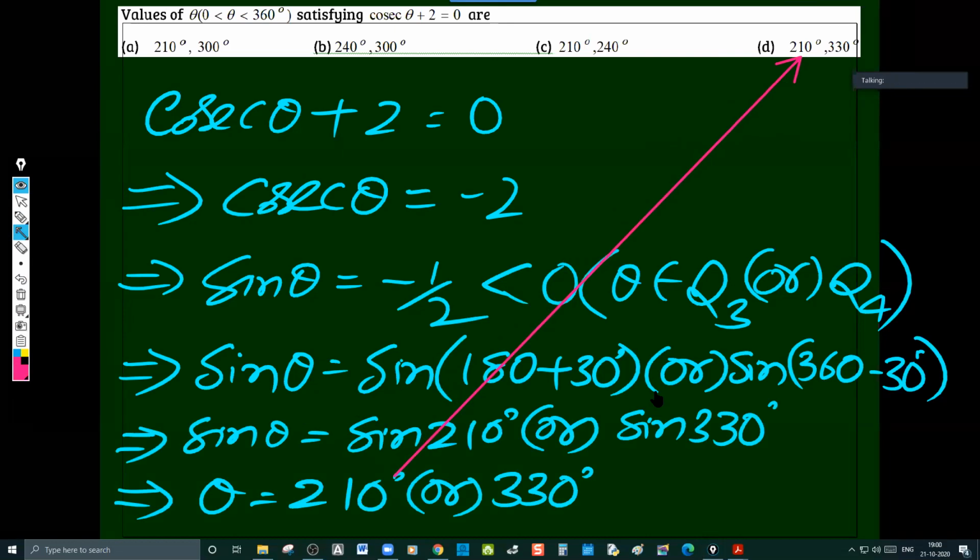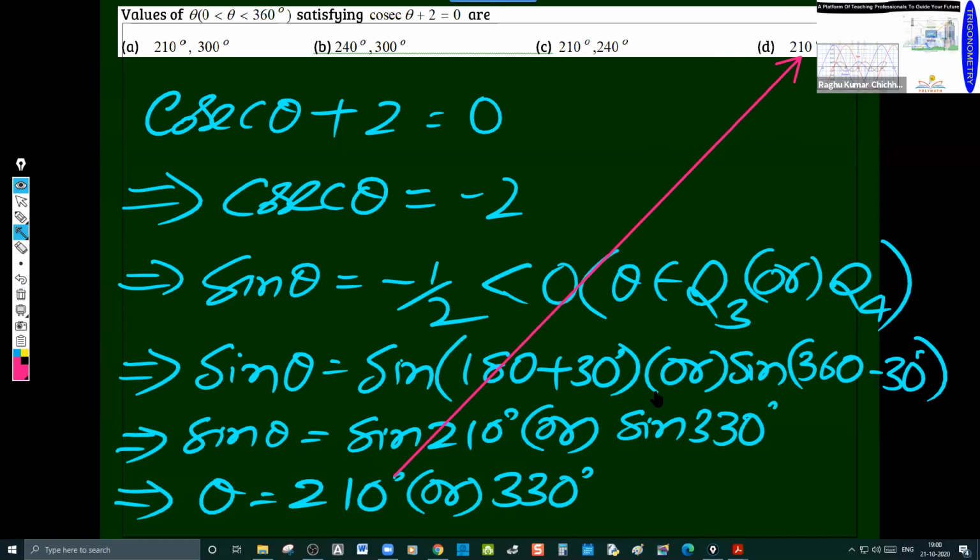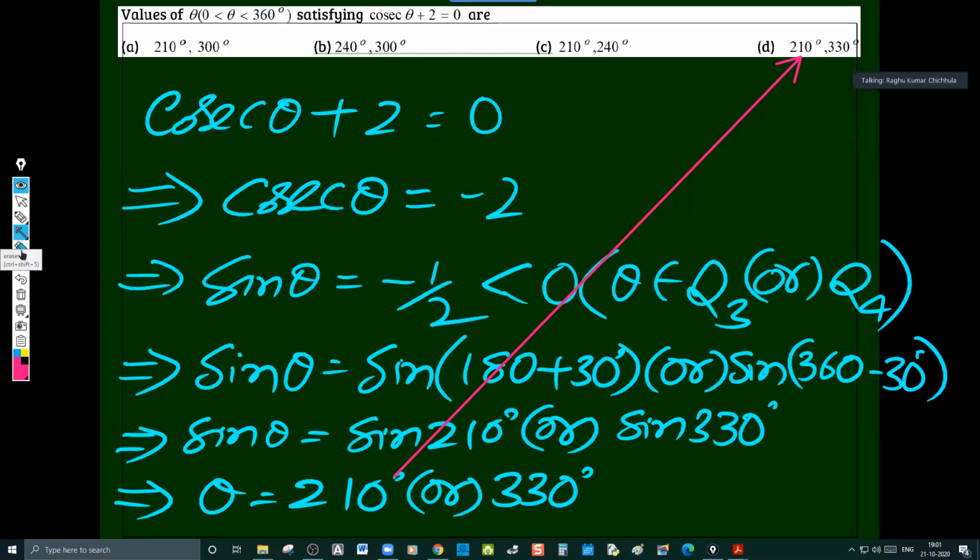Yes, sir. This is what we call solving a trigonometric equation. Not only this, these are the two angles in the first cycle. First cycle is between 0 and 360, and 2 more will be there in the second cycle. 2 more will be there in the third cycle. 2 more will be there in the fourth cycle. Like that, infinitely many solutions will be there for a trigonometric equation. We'll be learning that further in the trigonometric equations. Okay. Clear now? Clear, sir.